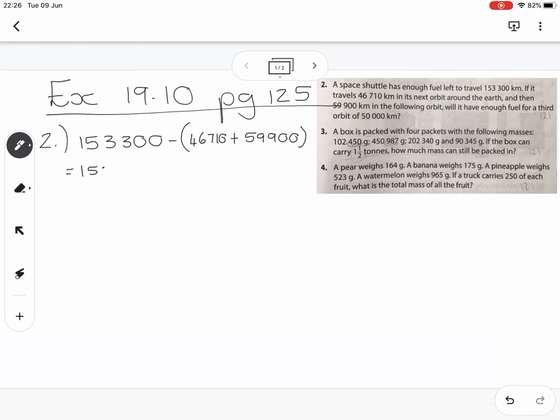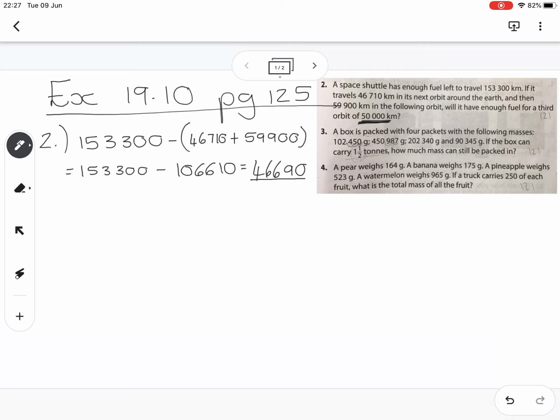So you need to be able to work this out with column method, with column addition, but I'm happy to allow you to use a calculator for some speed today, because today I just want to focus on knowing what you're supposed to do, where you're supposed to plus and minus, and not how. Right, so that gives me 46,690. Is that enough for another orbit of 50,000?